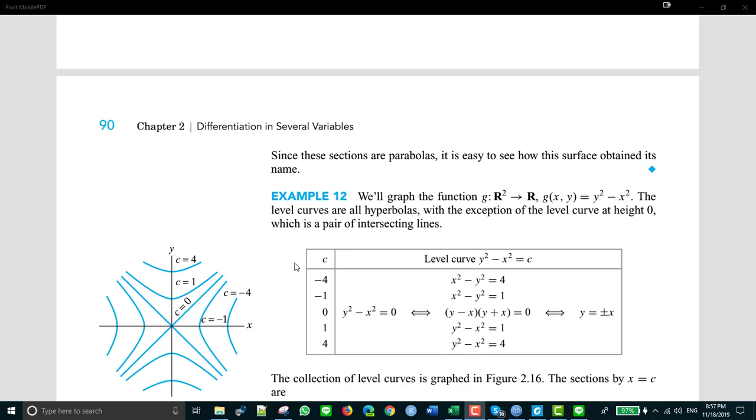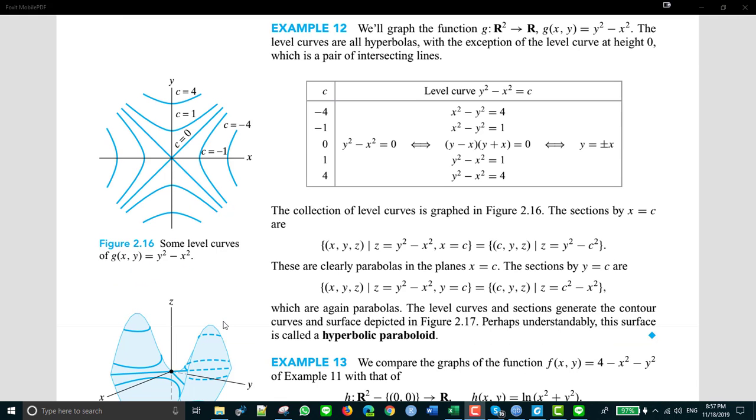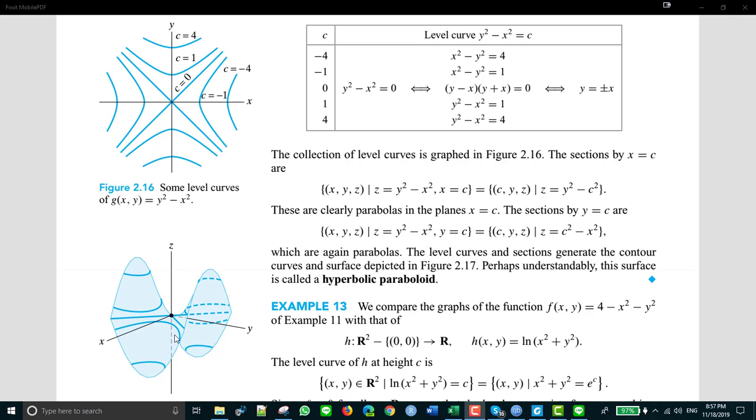Okay, next one is this one. So they go through some similar process, get these level curves. And then I guess they try to draw those, and they get this shape. And this is called a hyperbolic paraboloid.